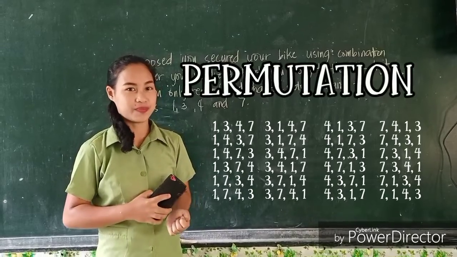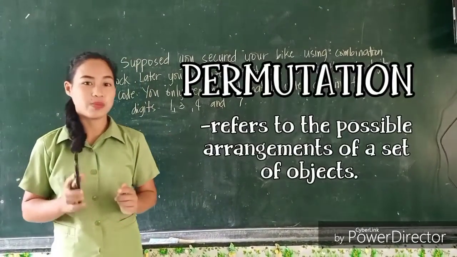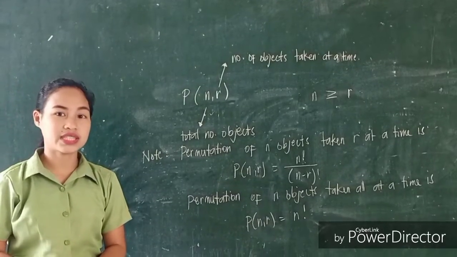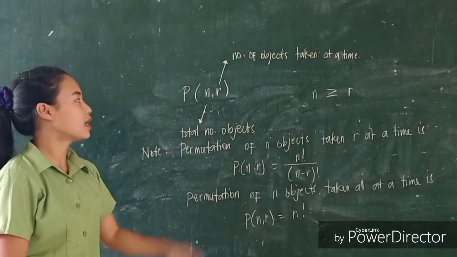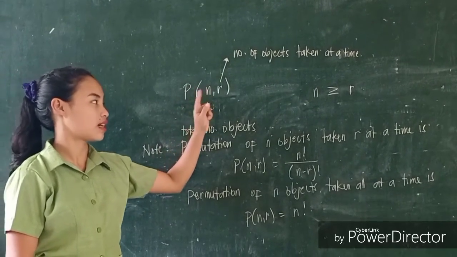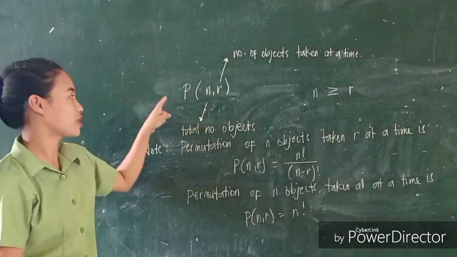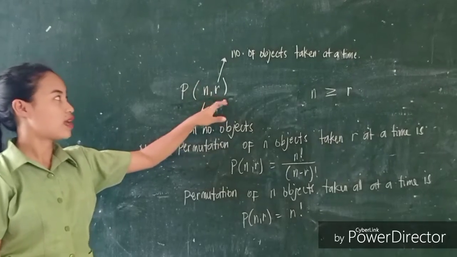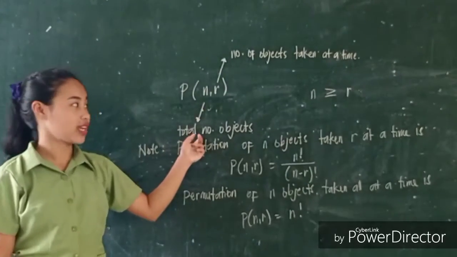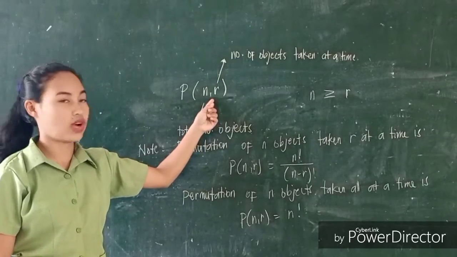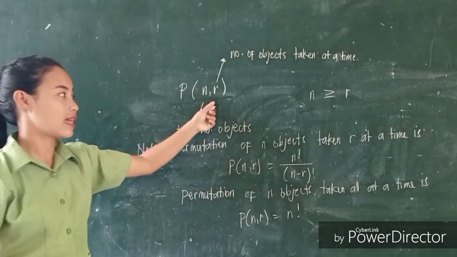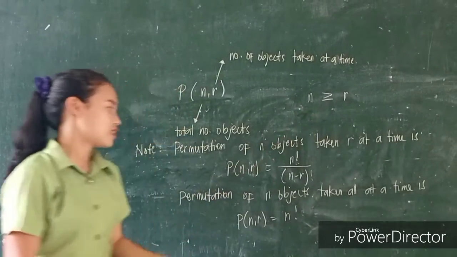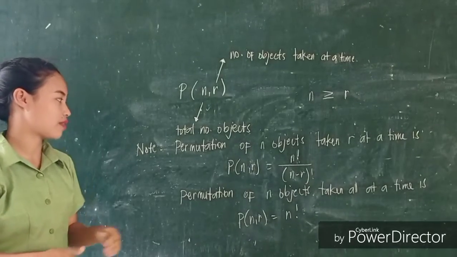But what is permutation? Permutation refers to the possible arrangements of a set of objects. Permutation of n objects taken r at a time is denoted by P(n, r). Again, this can be read as permutation of n objects taken r at a time, where n is the total number of objects and r is the number of objects taken at a time. Note that the value of n must always be greater than or equal to r.